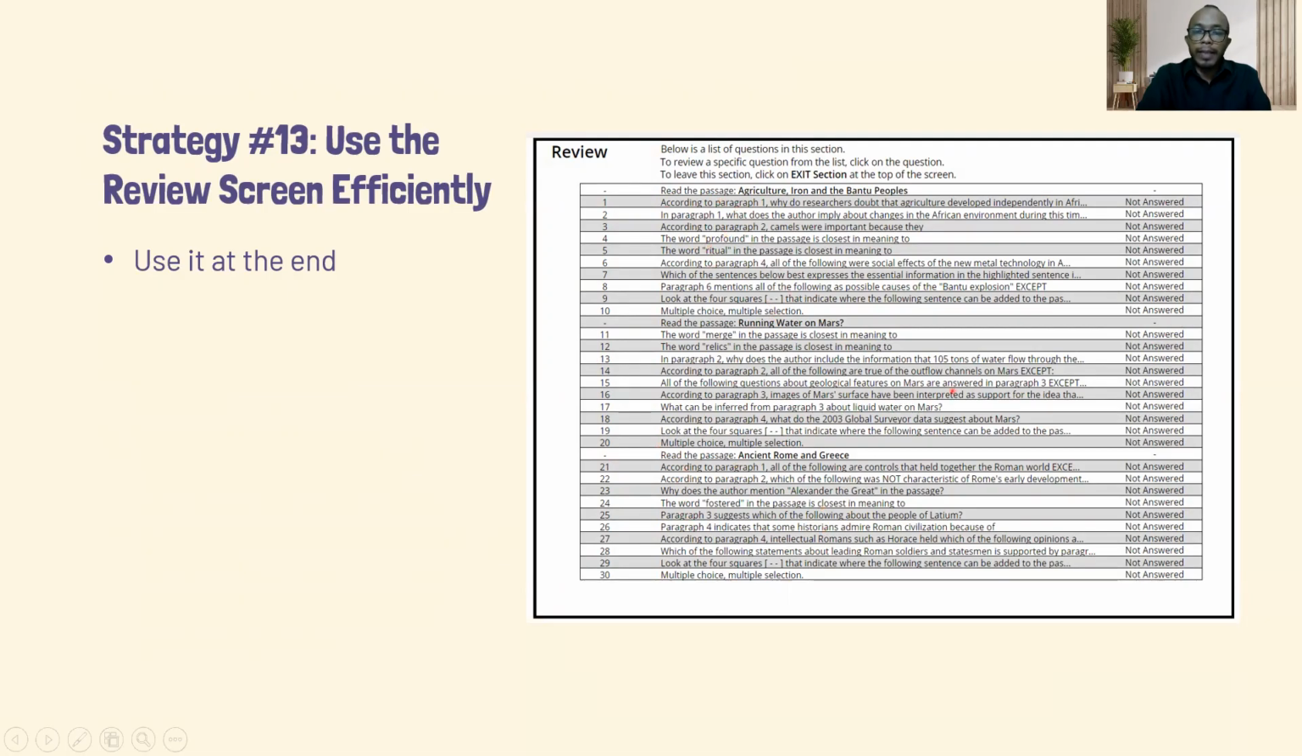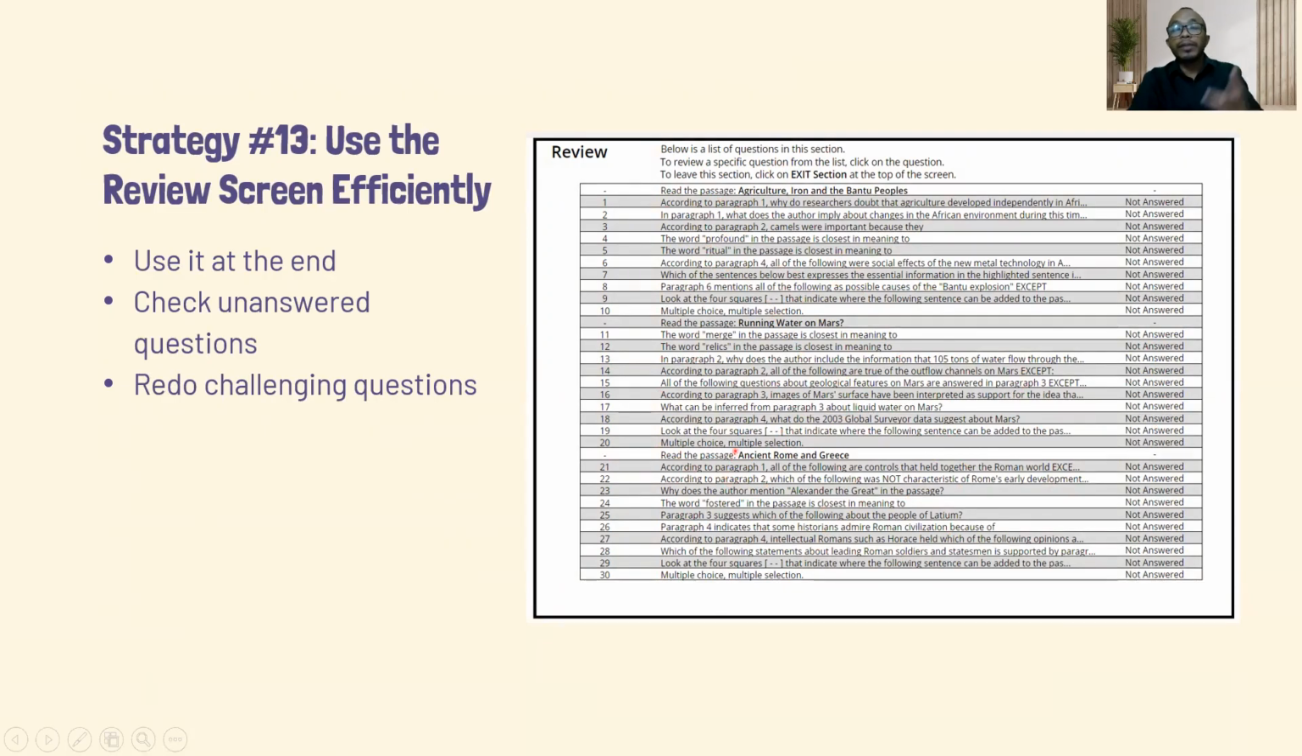So use it at the end after you finish the last question so that you can check whether you have an answer that you haven't attempted, or you can also use the screen to navigate to the challenging questions that you write on your note to use your spare time to redo.